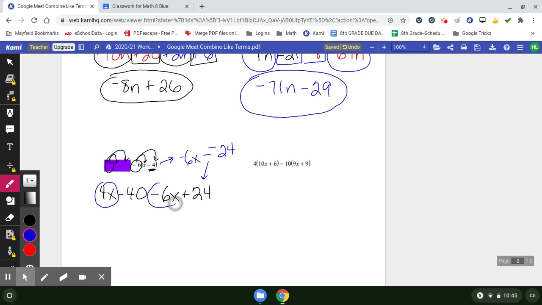Circle your variables. -2x. Box your numbers. -40 plus 24 is -16.